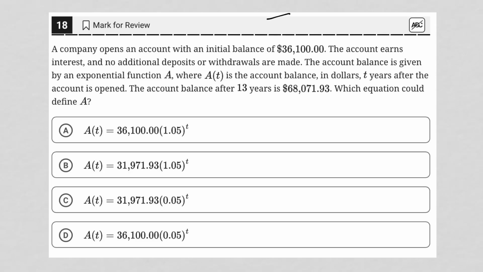So this question looks like a translate word problem question. We're going to read it one sentence at a time, making sure to digest the information before moving on. The question says a company opens an account with an initial balance of $36,100. So that's important. That's my initial balance.